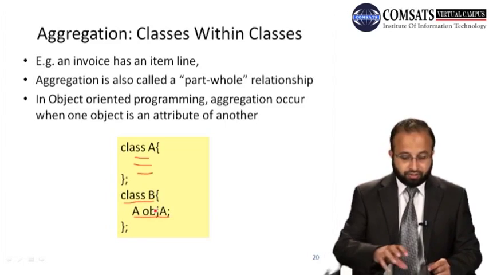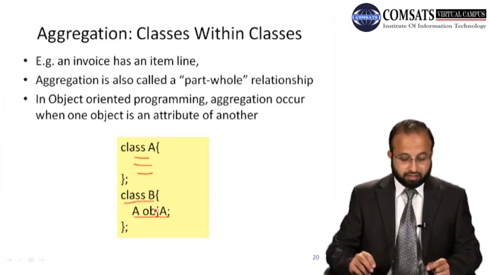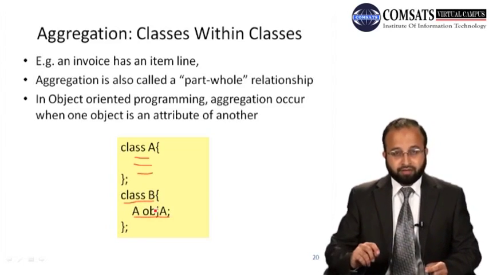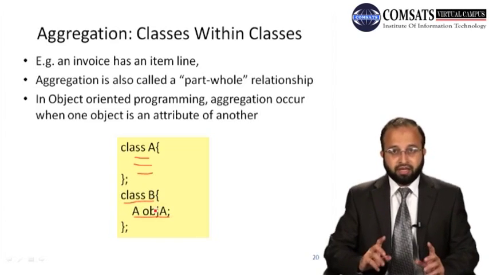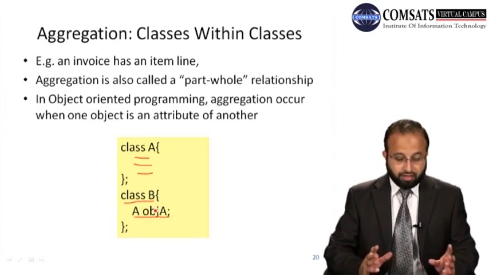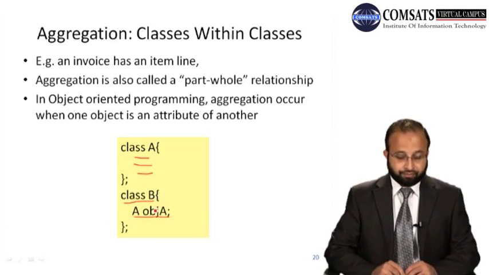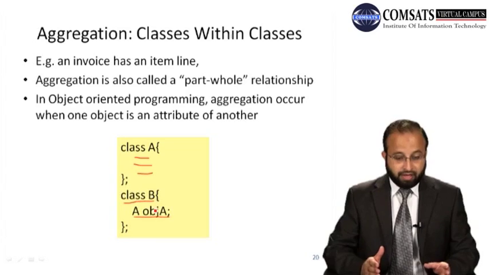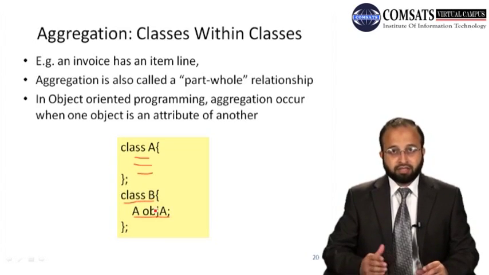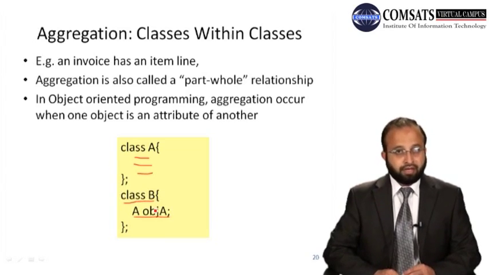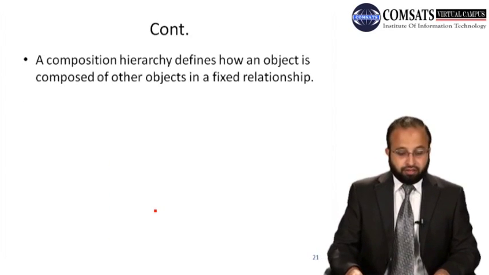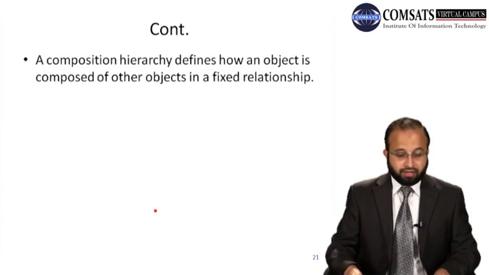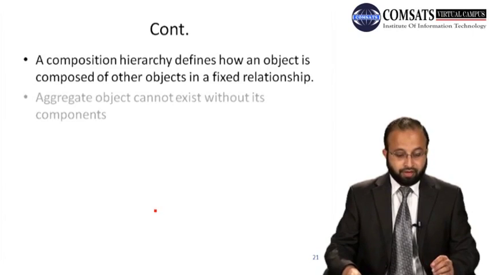ठीक है, so आप इस C++ के कोड को देखते हुए क्लास A है, क्लास B है, और B क्लास की डेफिनेशन में आपने A क्लास का ऑब्जेक्ट बना लिया है. By watching this code you cannot say B is a A, but you can say B has a A. ठीक है, so that relationship aggregation can be represented by creating an object of the other class within the definition of another class. A composition hierarchy defines how an object is composed of other objects in a fixed relationship, right?